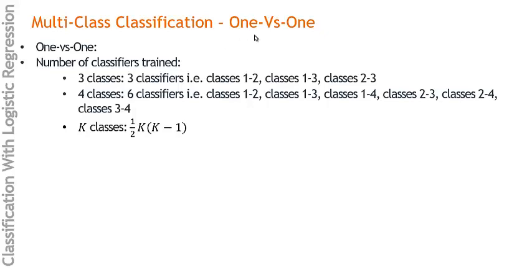Now, when you're doing one versus one, you're going to have a lot of classifiers, as I said. If you have 3 classes, there are 3 classifiers. If you have 4 classes, there are 6 classifiers because there are 6 different pairs. If you have k classes, the general formula is 1/2 times k times k minus 1. So that can become very large. If you're doing 10 classes or 100 classes, this can become quite large.